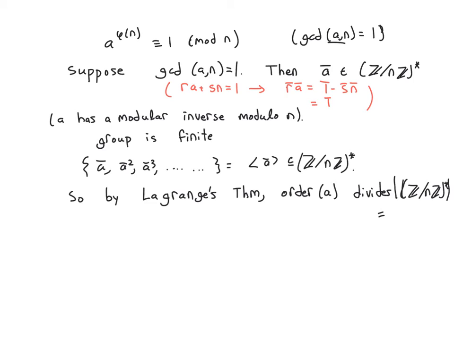And what is that order? Well, an element lies in here if and only if the remainder when you divide by n is relatively prime. So remainders have to be non-negative integers between 0 and n minus 1 that are coprime to n. You get exactly phi of n of them. So this tells you that the order of a divides phi of n.